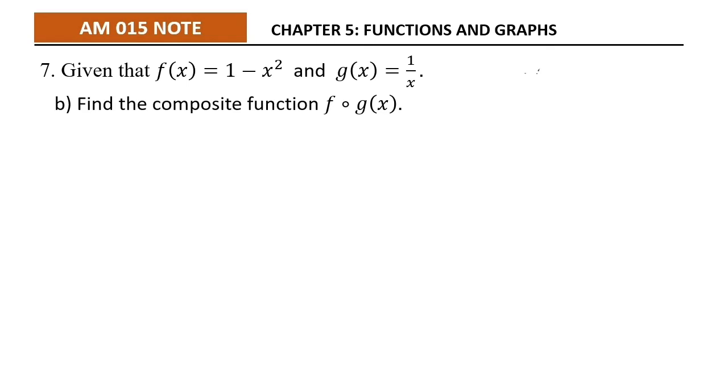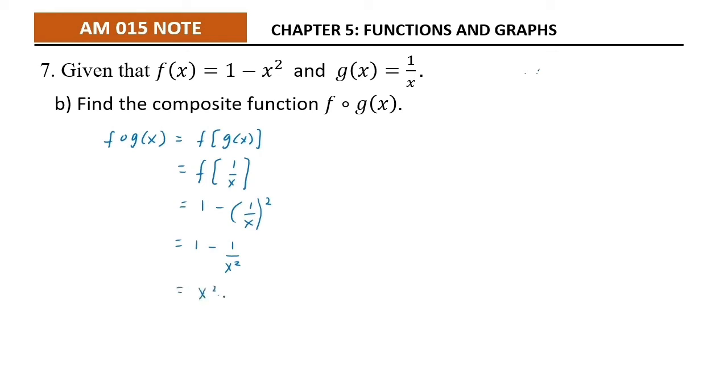Next, find the composite function. f of g is equal to f of g(x). g(x) is 1 over x, and then f is 1 minus x squared, where x is now 1 over x. Simplify: 1 minus (1 over x) squared, which is 1 minus 1 over x squared.